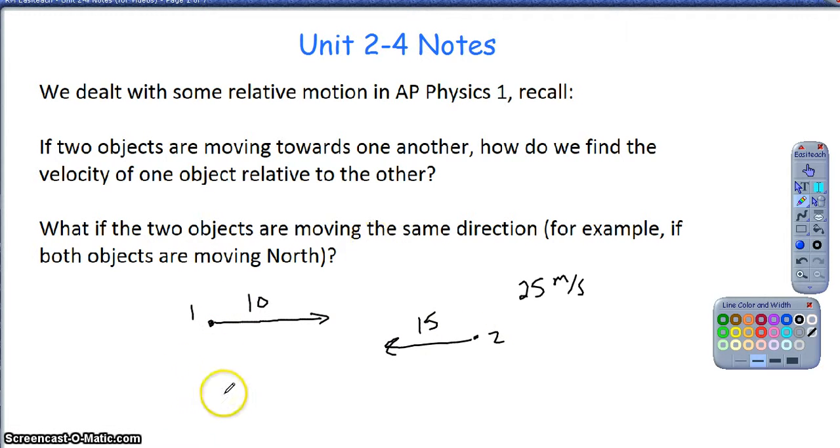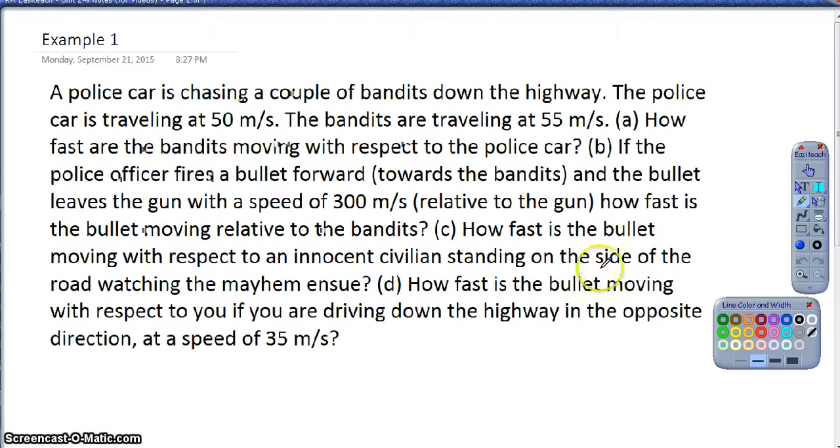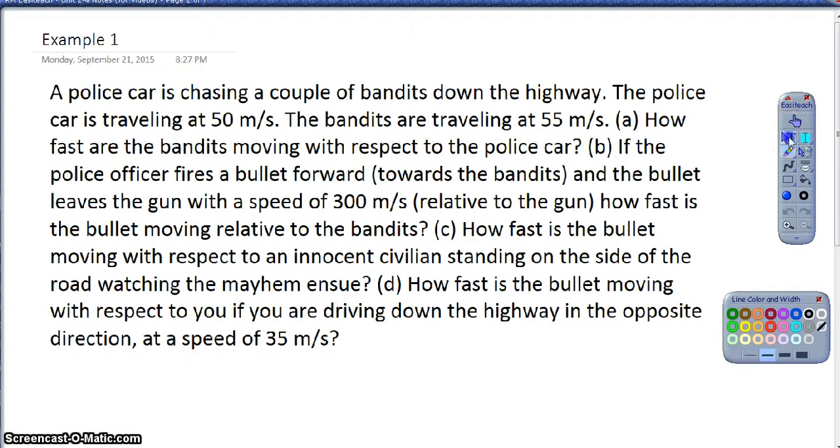What if two objects are moving in the same direction? Well, that's maybe a little bit easier, right? If object 1 is moving this way at 10 meters per second, and object 2 is only moving this way at 5 meters per second, then object 1 is moving 5 meters per second faster than object 2, so it would be moving 5 meters per second relative to object 2. So again, this is really all we're going to look at in this section. Nothing too crazy here. Then the first example is about the most elaborate example I could think to make for all of this simple linear motion.